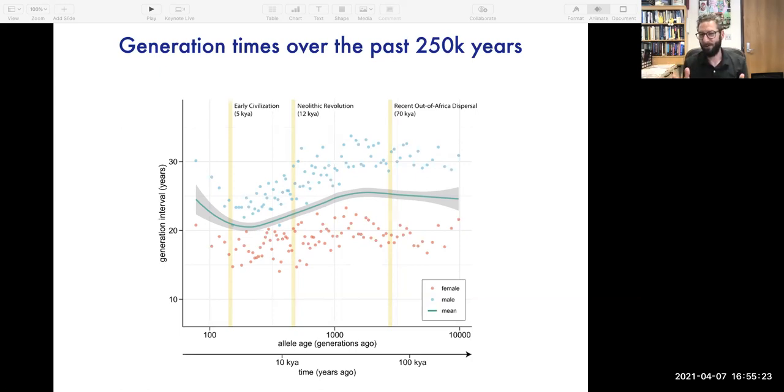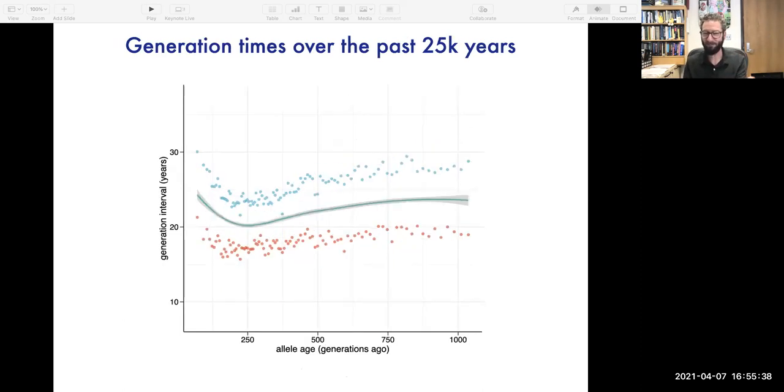So, you know, somewhere around 70,000 years ago, a little bit more recent, the average generation time started going down and then it started going back up about 5,000 years ago. Here's a blow up of just the last 1,000 generations. So again, we just took this interval and cut it into 100 bins. And you can see, you know, generally the same pattern.